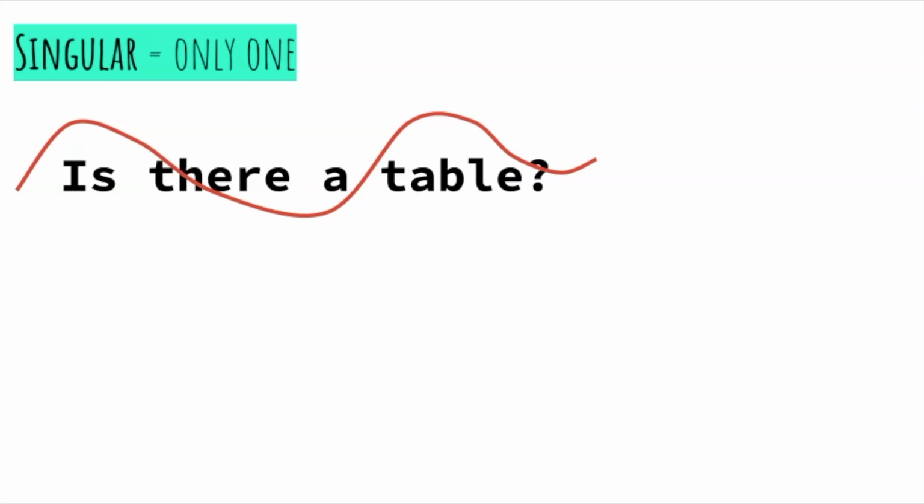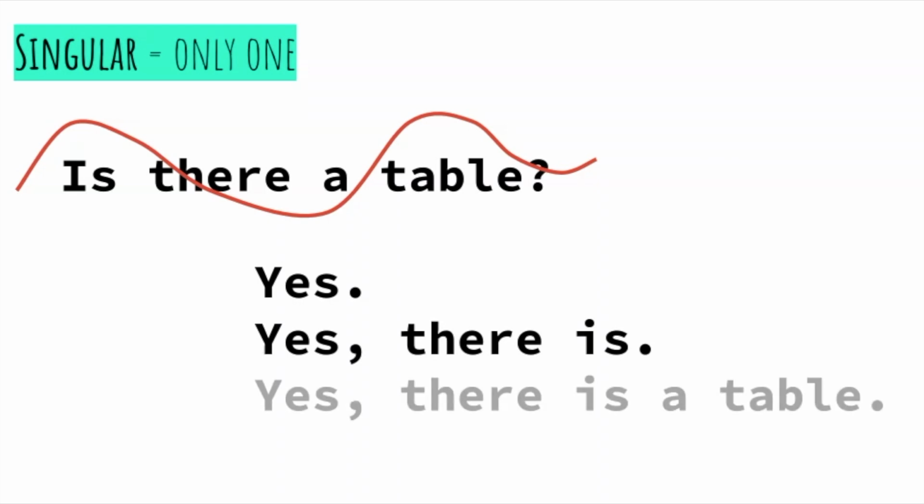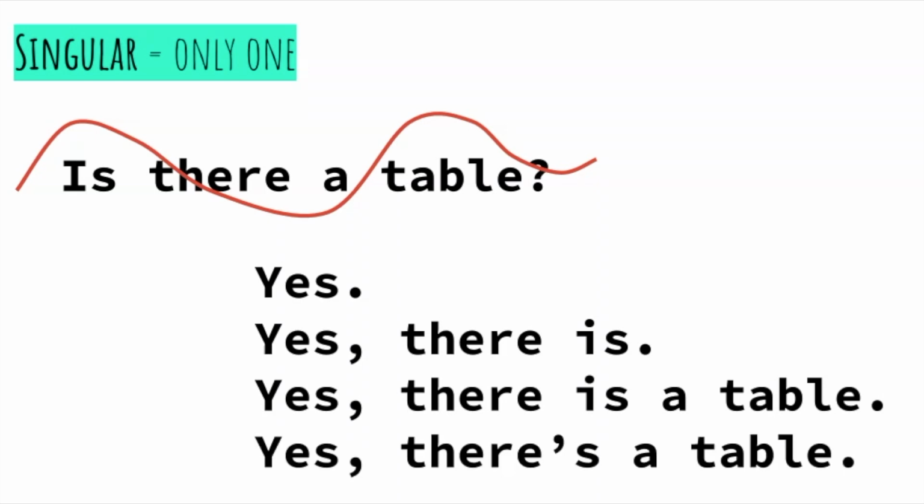Is there a table? Yes. You could also say yeah, or sometimes even uh-huh. Yes, there is. Yes, there is a table. Yes, there's a table. All of these answers are correct.